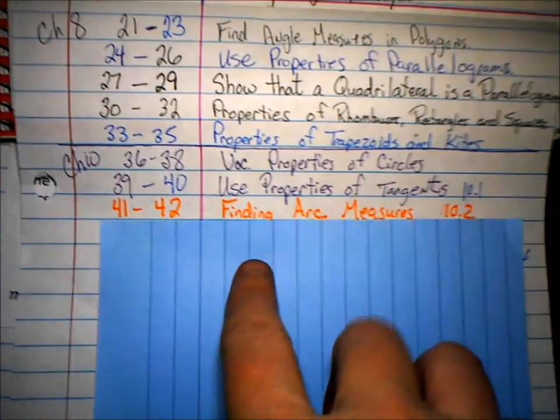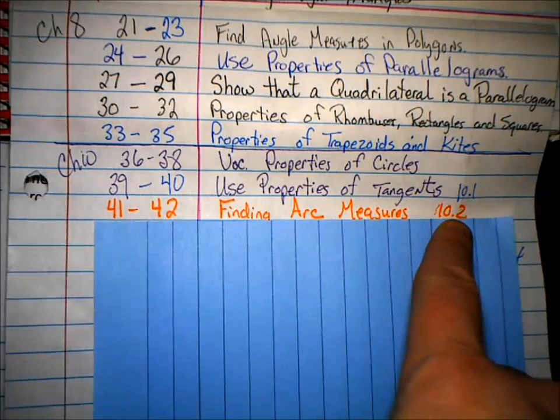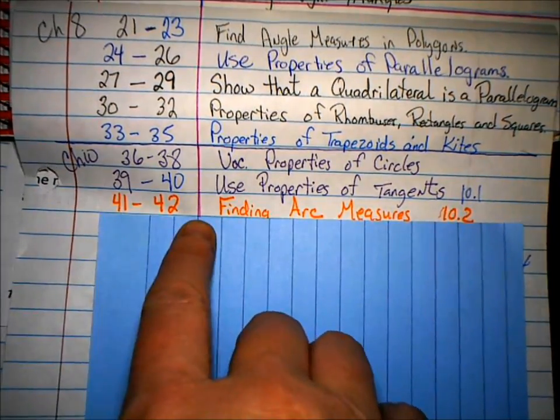Alright, here's your second notes. Finding arc measures, 10.2, page 41 and 42.